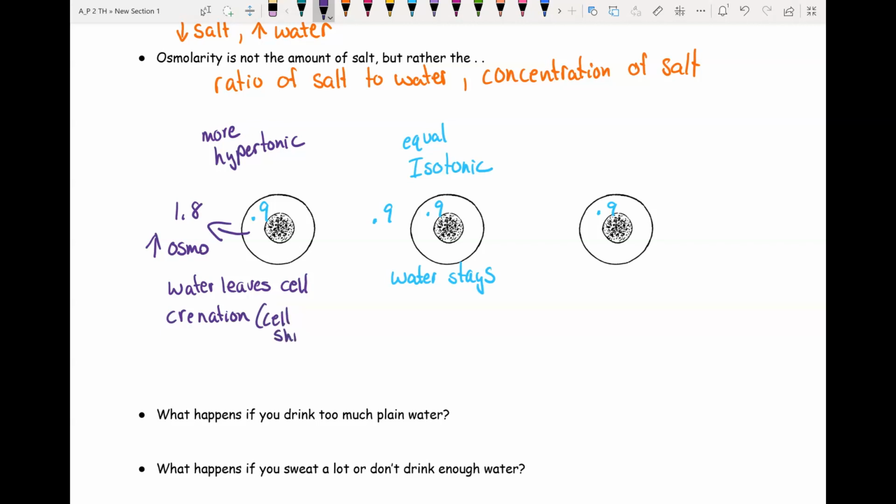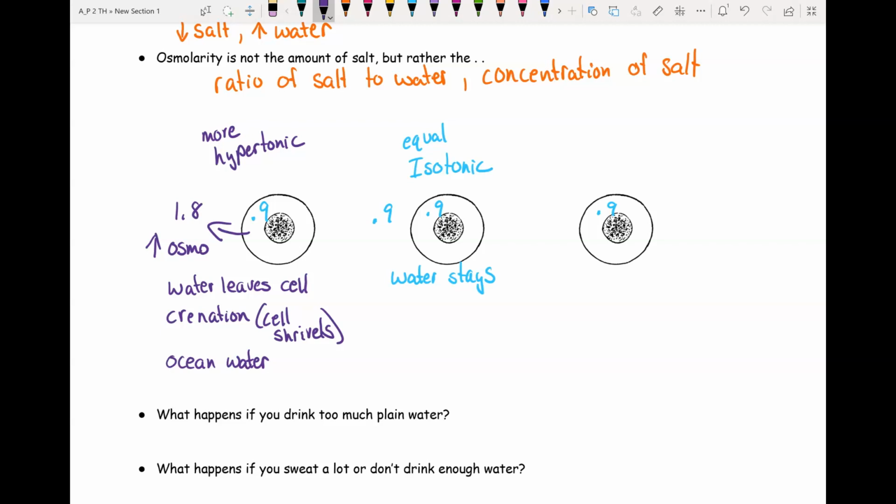And this is bad. You don't want this. You'll die if this happens. And the example, if you remember back to chapter 4, this is if you drink ocean water. This is why if you're lost at sea, you can't drink the ocean water. Ocean water is 3.5% salt. That will make your blood very hypertonic. It'll draw the water out of your cells.